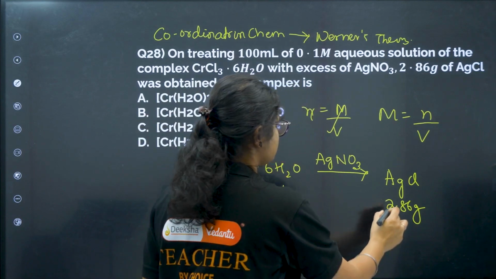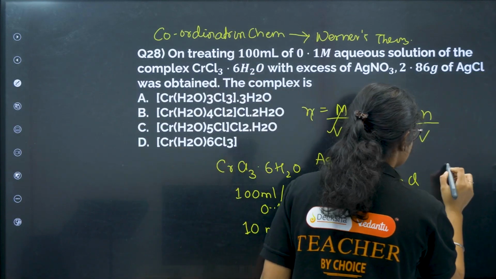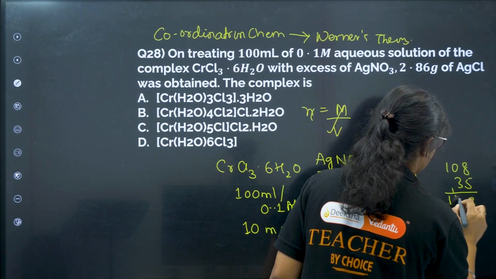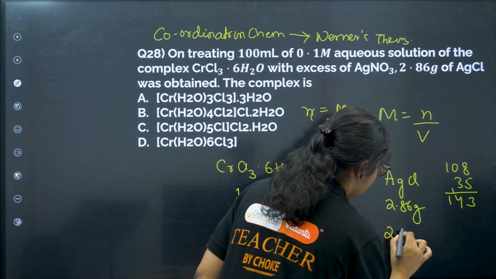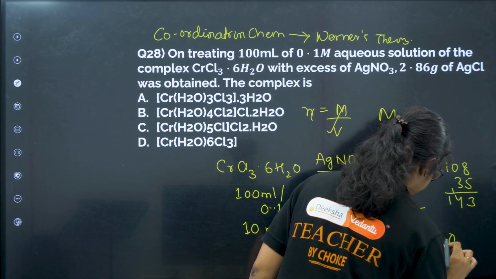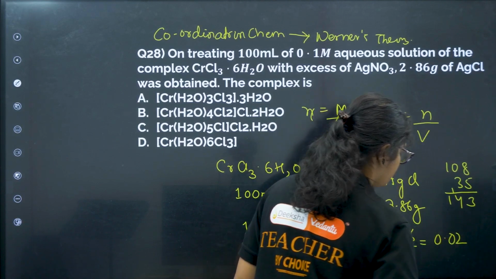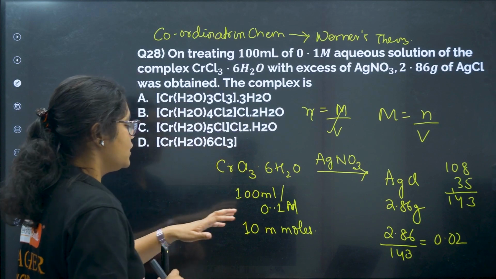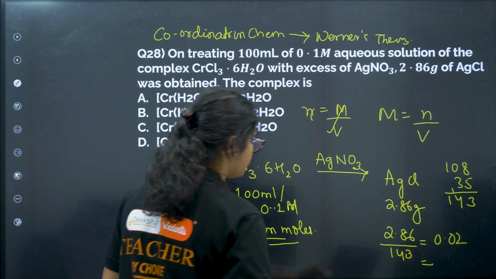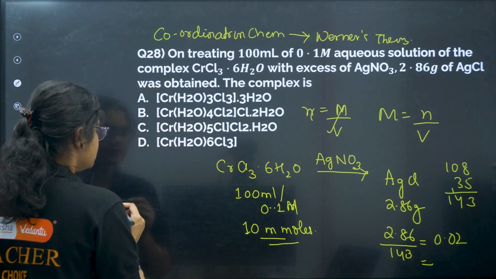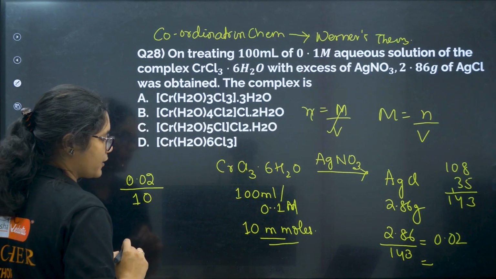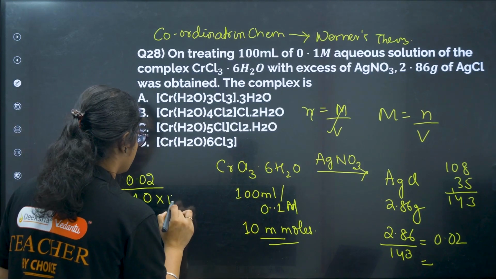And here, this is 2.86, and the molar mass of silver is 108, and for chlorine we can take 35.5, so we'll get 143 for easy calculation. So I'll take number of moles as given mass by molar mass, right? So I'll get 0.02, right? Now this is the total amount and this is the part formed. So we can divide these two. Let us calculate 0.02 by 10 millimoles, so 10 into 10 to the power of minus 3.